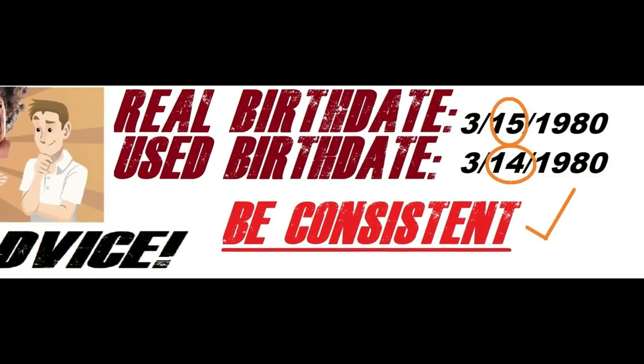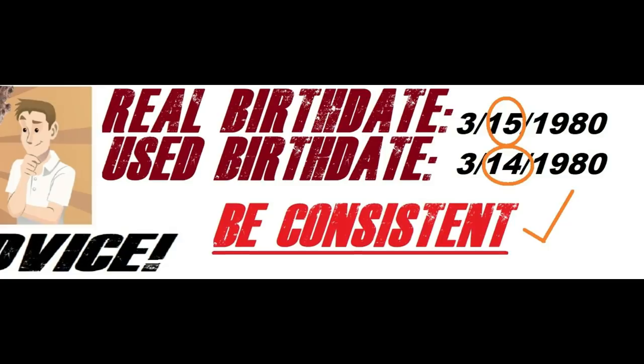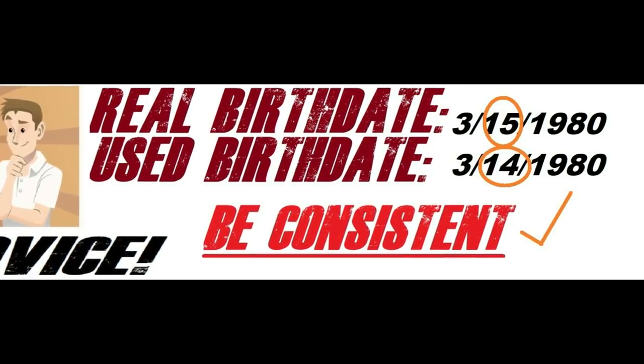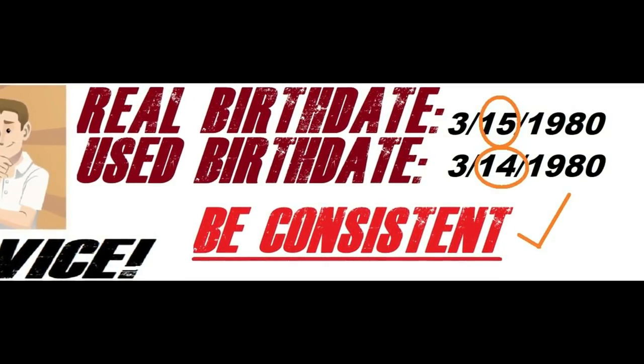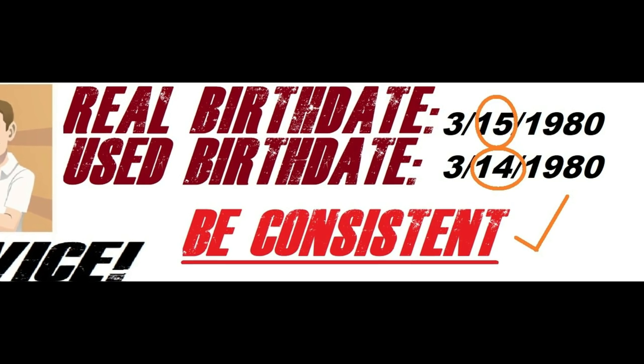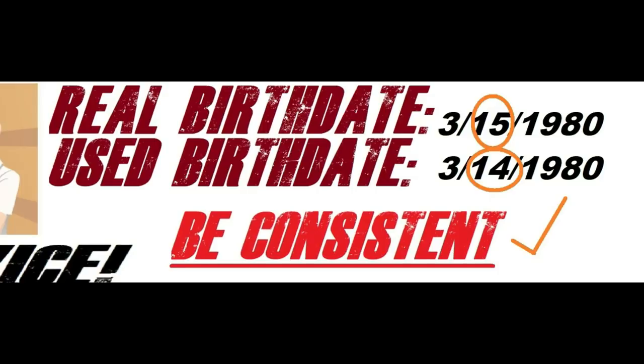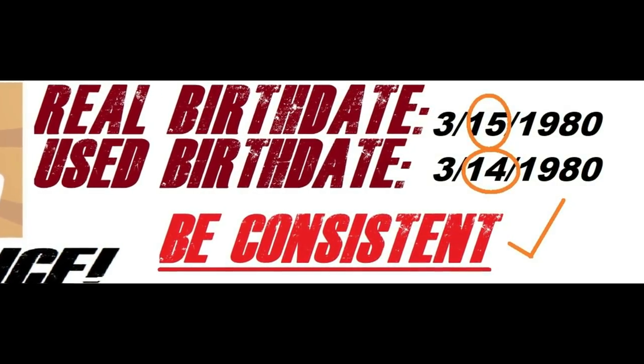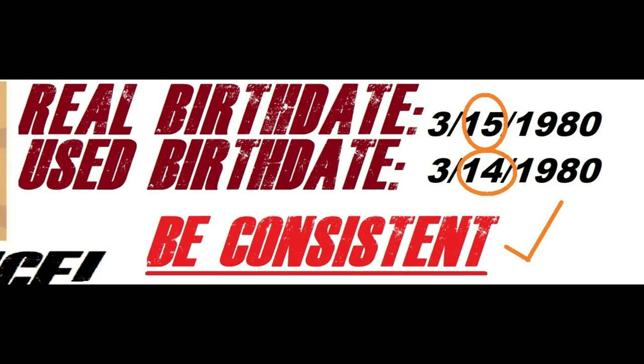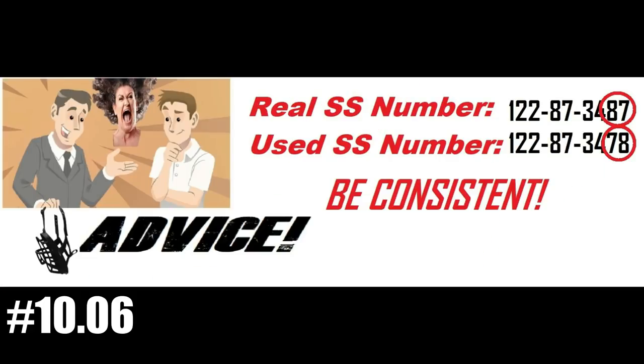And the reason it should be consistent is that that site may be legitimately using your birth date for identity purposes within their organization. So as long as you're consistent, there would not be a problem, and a person would have a problem with identity theft since it is not in fact your birth date. Same with social security number. Change or reverse two of the numbers of your social security number, and again be consistent so that you are not stating different social security numbers.